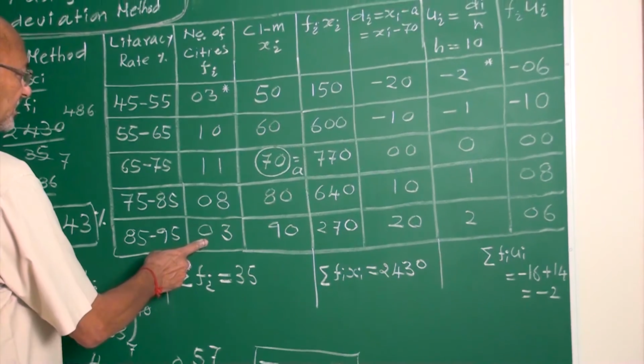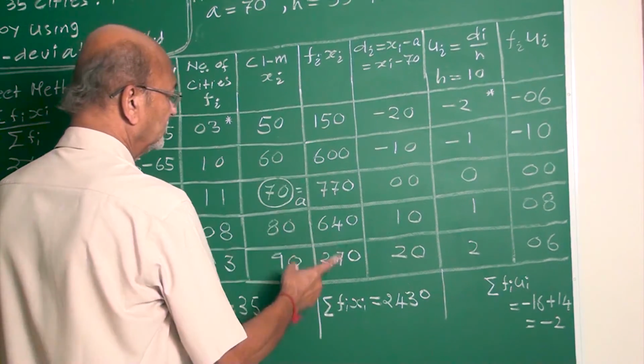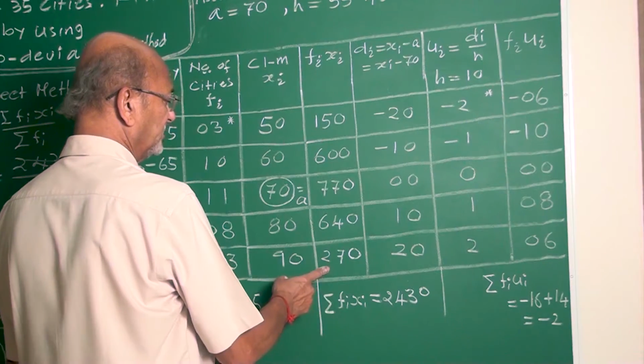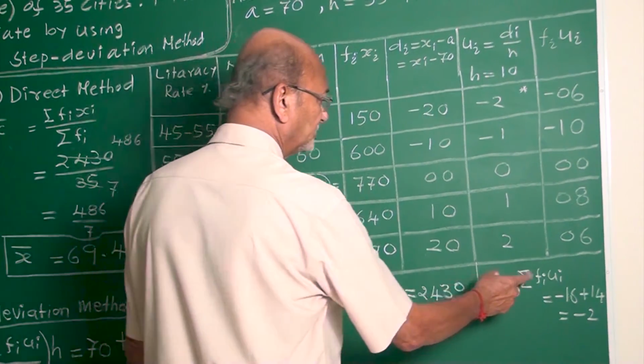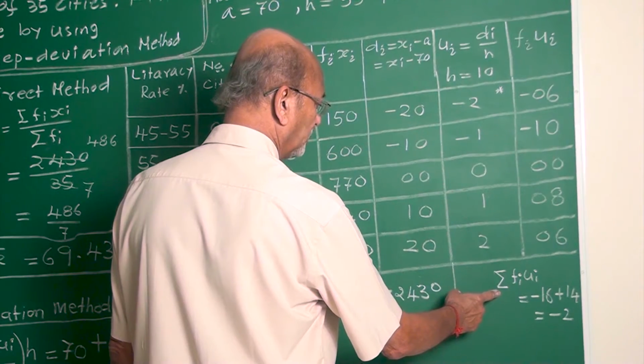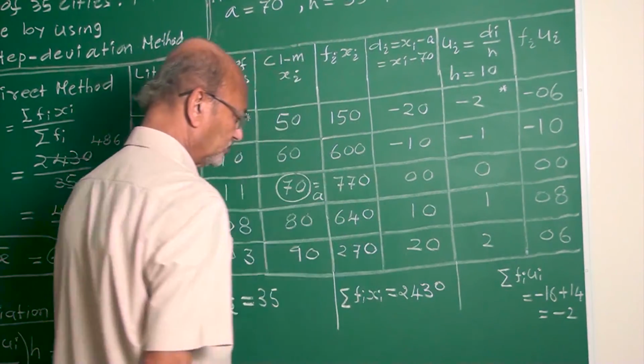Sigma fi, addition of all these, is 35. This is sigma fi xi. Adding all these, you get 2430. This is the last column, sigma ui fi. This is minus 16 plus 14, which gives minus 2.